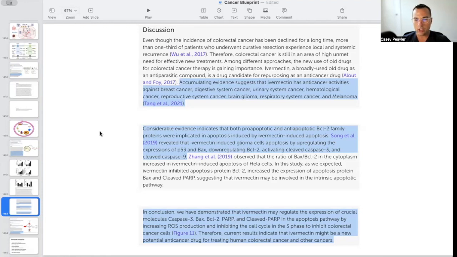It further on says, in conclusion, we have demonstrated that ivermectin may regulate the expression of crucial molecules caspase 3, BAX, BCL2, PARP, and cleaved PARP in the apoptosis pathway by increasing reactive oxygen species, or ROS, production and inhibiting the cell cycle in the S phase to inhibit colorectal cancer cells. Furthermore, current results indicate that ivermectin might be a new potential anti-cancer drug for human colorectal cancers and other cancers.